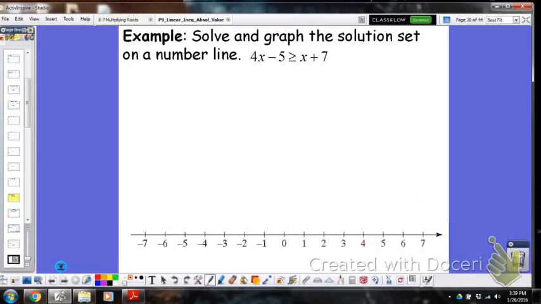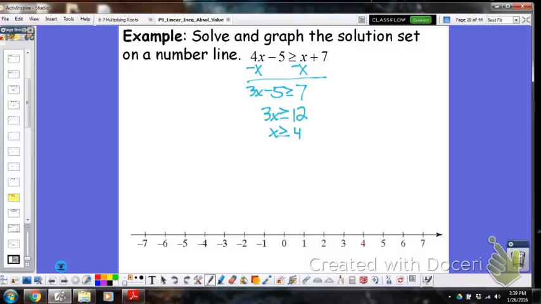So let's go ahead and solve this inequality. 4x minus 5 is greater than or equal to x plus 7. We have variables on both sides, so we have to get them on the same side. So I'll do that by subtracting x from both sides. And I'll have 3x minus 5 is greater than or equal to 7. Then I have to get x alone, so I'll add 5 to both sides. I'll have 3x is greater than or equal to 12. Divide both sides by 3. Since it's positive, I do not have to flip my sign, so x is greater than or equal to 4.